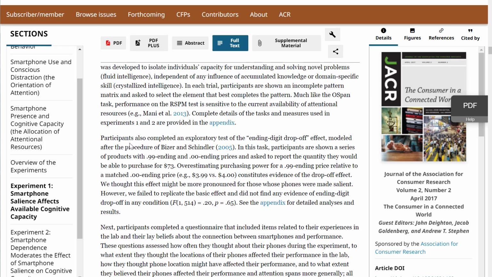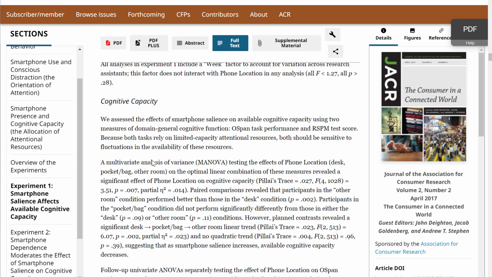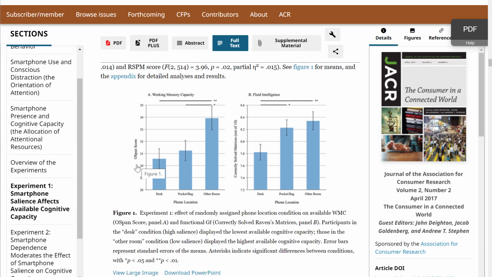And then here's their test. So there should be some results. You're looking for results. And here I'm just picking up cognitive capacity. I don't need every result ever done. And you can see here, this shows the working memory capacity and the fluid intelligence based on phone location.